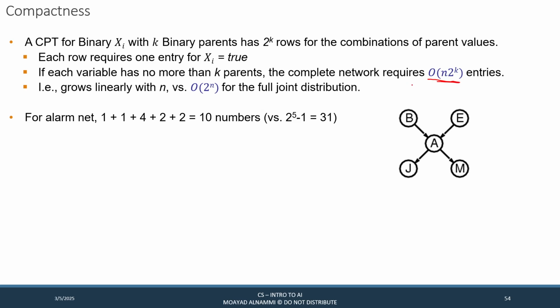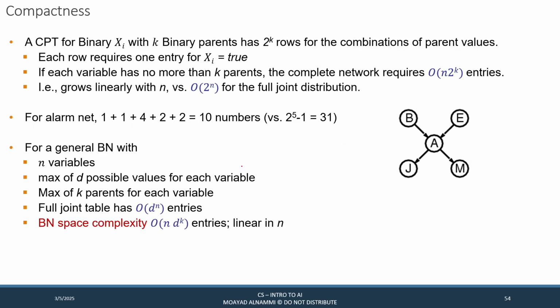Now, this number, compared to the full joint table for n variables, which is 2 to the power of n, this is linear in n, right? Especially if your k, the number of parents that your variable can have, is small. So a Bayesian network can really help with reducing the complexity of the full joint distribution, right? And for the alarm net, it has only 10 parameters versus 31. It's 32, but then you just need 31. You subtract 1 because this last one can be inferred from the 31s here.